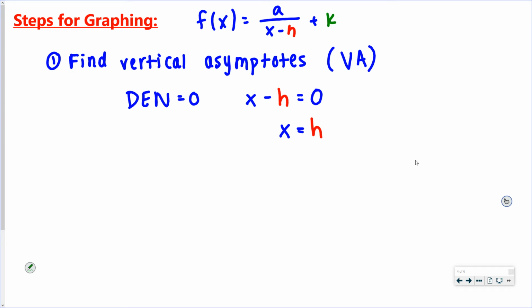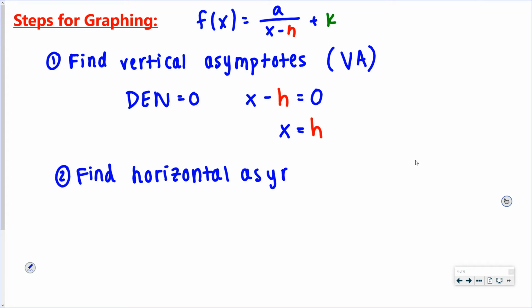The second thing you're going to do is find the horizontal asymptote, HA. We noticed off that Desmos graph, the only time our horizontal asymptote changed was when? Do you guys remember? Not when it got reflected. If K changes. If it shifts up or down. Yep, if K changes. Good job, Willis.